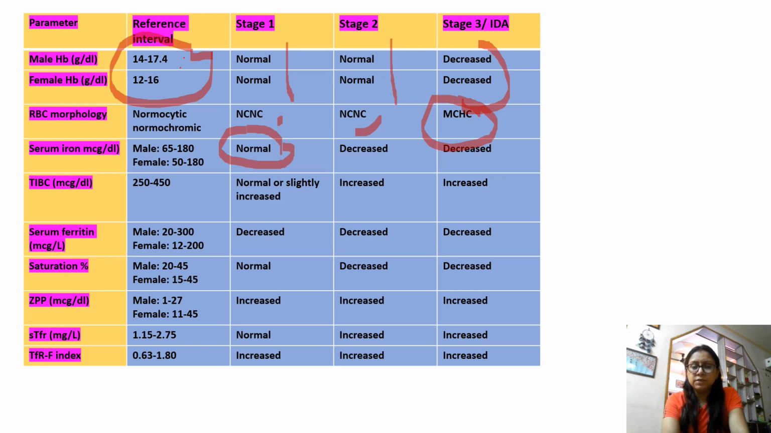Then saturation, it is in percentage. Male iron saturation is 20 to 45, female is 15 to 45. So this is normal in stage 1. In stage 2 and 3 it is decreased.